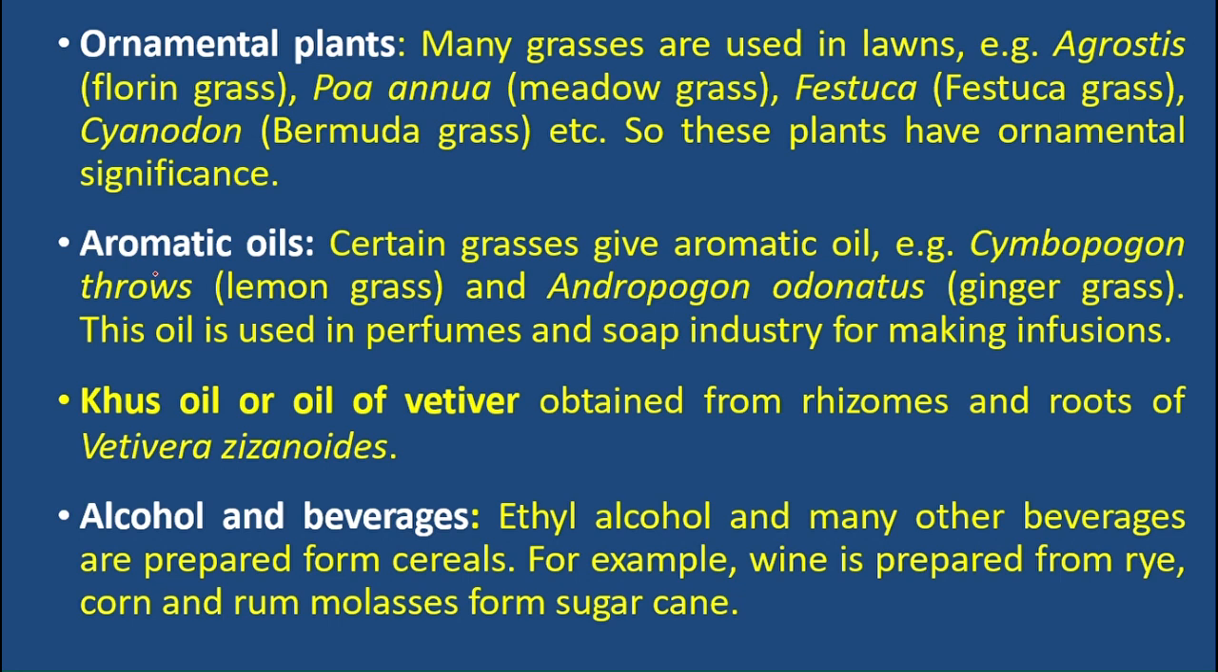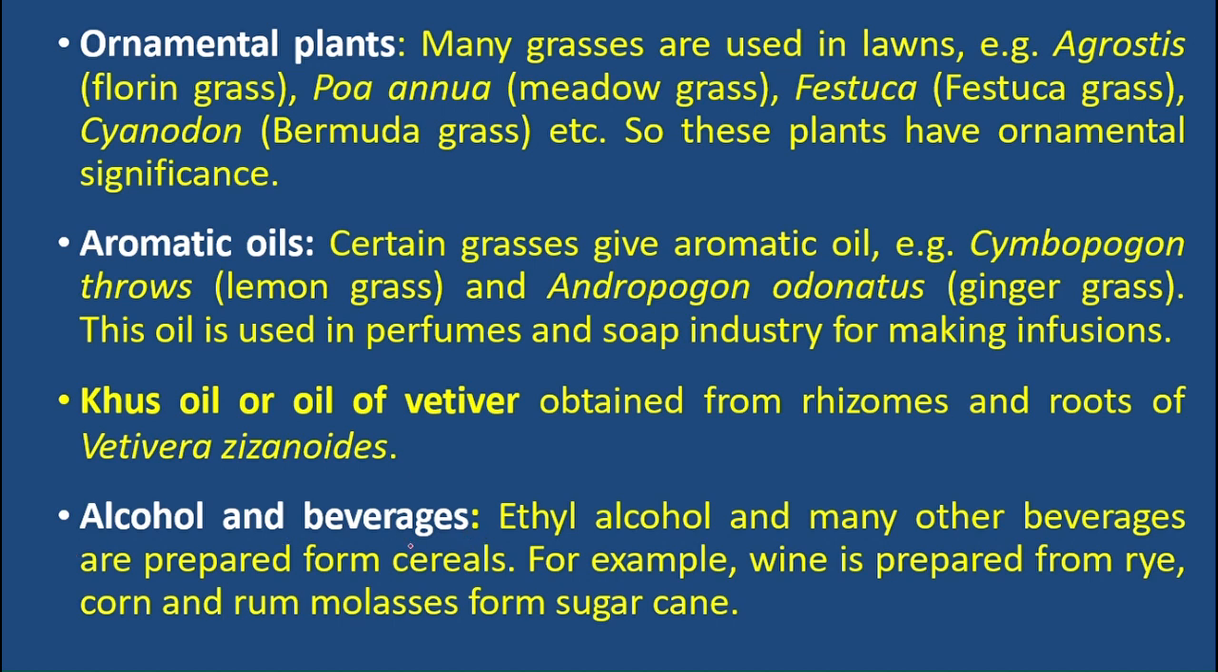Then some plants are providing aromatic oils, ginger grass. This oil is used in the perfume and soap industry for making infusions. Khus oil or oil of vetiver is obtained from rhizomes and roots of Vetiveria zizanioides. So this is one of the valuable aromatic oils extracted from some plant species.